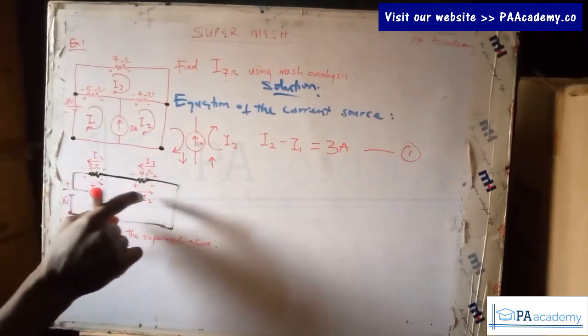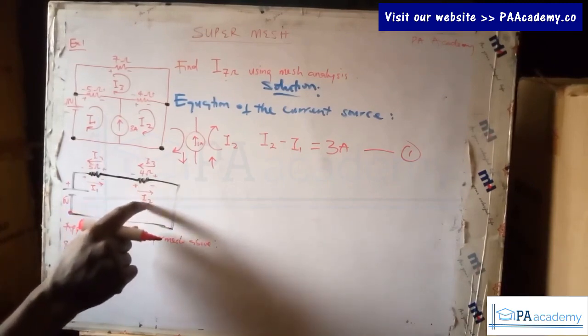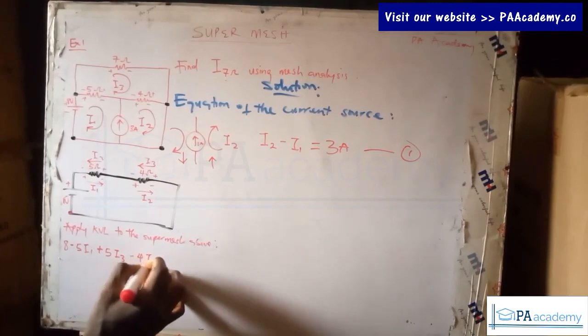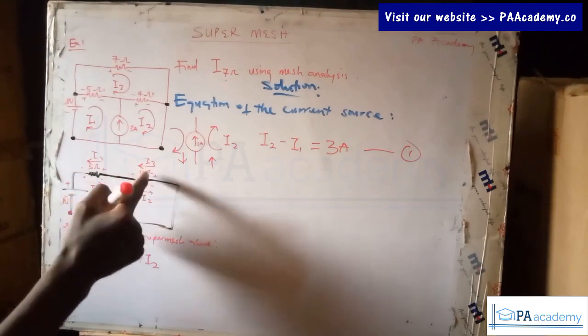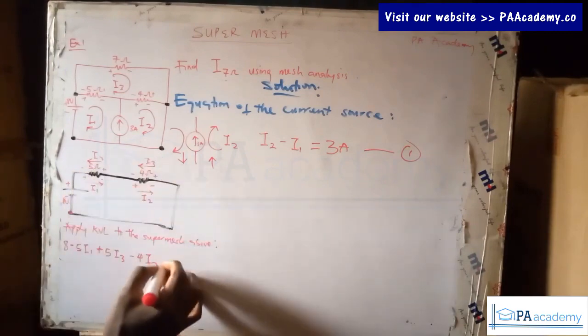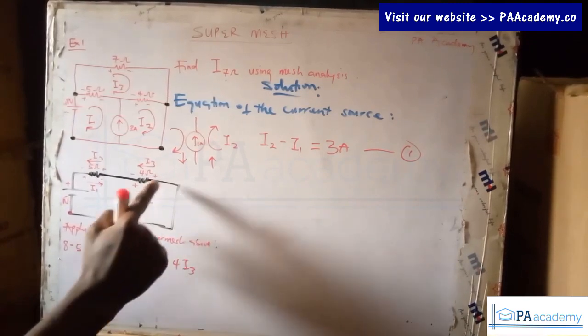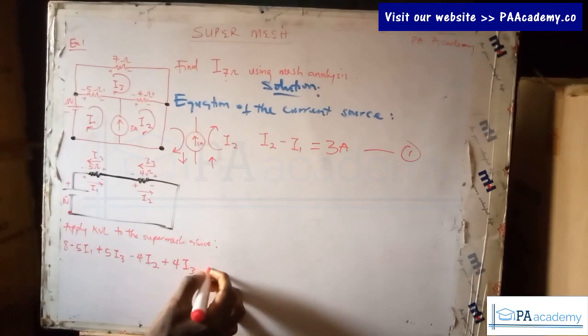So we are done with this. Now let's come here. This is from plus to minus, and due to current I2 through the 4 ohm resistor, that's going to be minus 4I2. From minus or negative to positive due to I3, that's going to be plus 4I3. So there's nothing there again. We come back to where we started from, and that's going to give us equals 0.